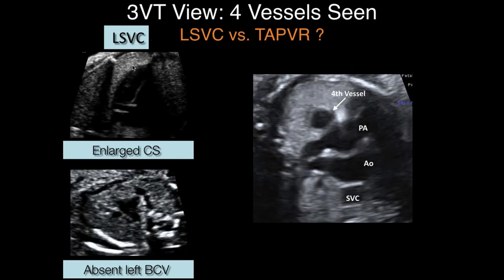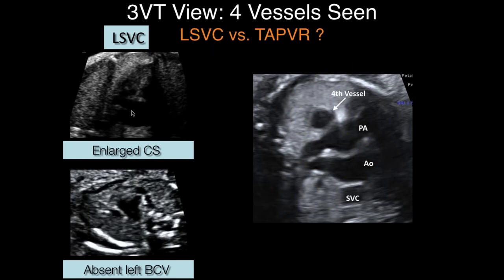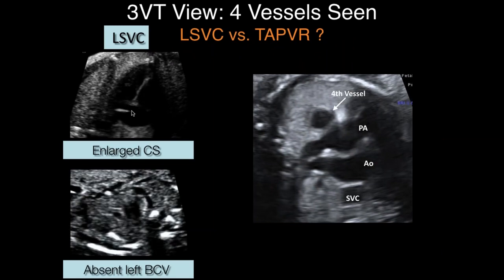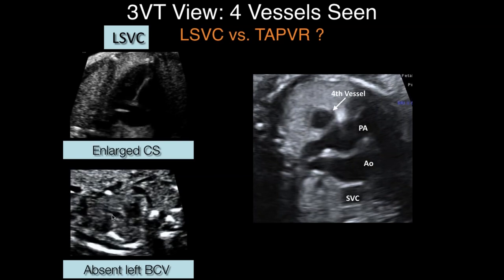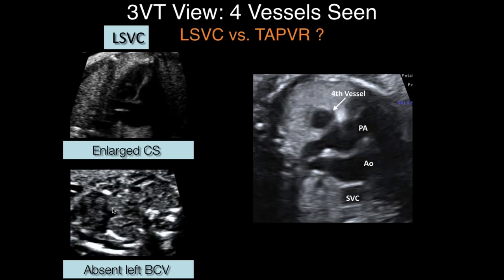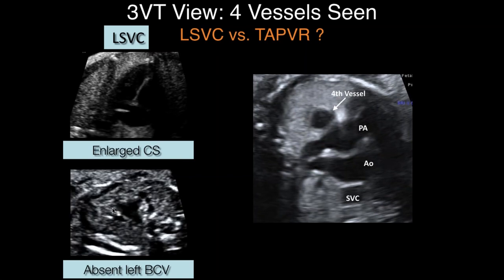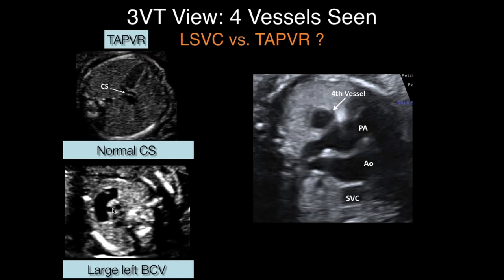Is this the left superior vena cava? Well, remember, it dumps into the coronary sinus. So the coronary sinus will be enlarged, as you see right here. The coronary sinus you get slightly inferior to your four-chamber view, and you don't have a brachiocephalic vein. So I've confirmed now, and certainly if you add color and document same flow as the superior vena cava, same flow directions, then that's your diagnosis.